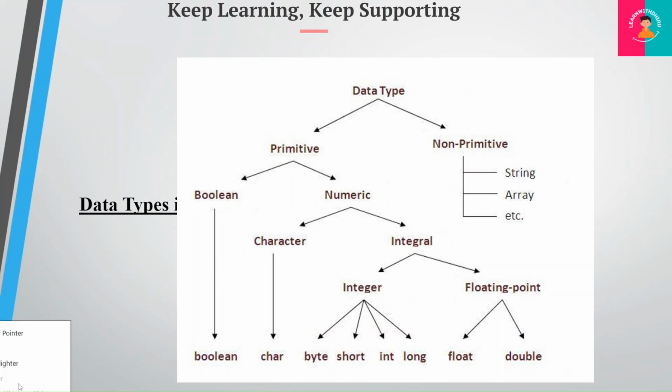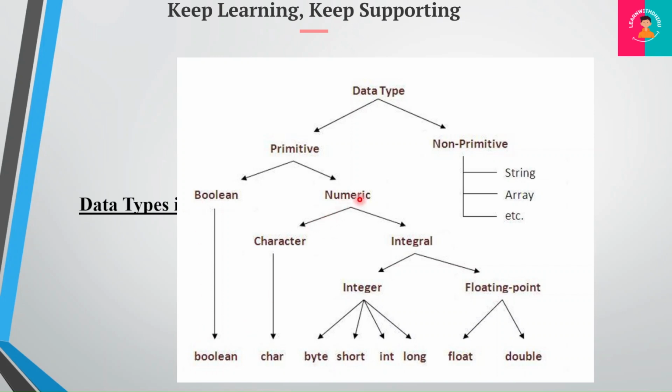Now we will start with the different data types. In Java, data types are divided into two parts. First one is primitive, and second one is non-primitive. Going into the primitive, you can see numeric and Boolean. Boolean is written here in uppercase, and here in lowercase.